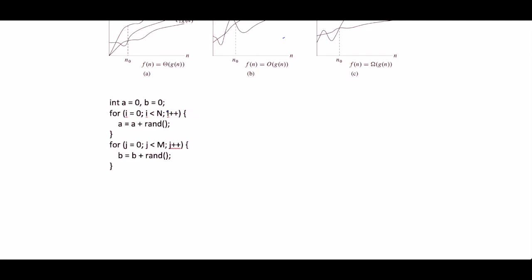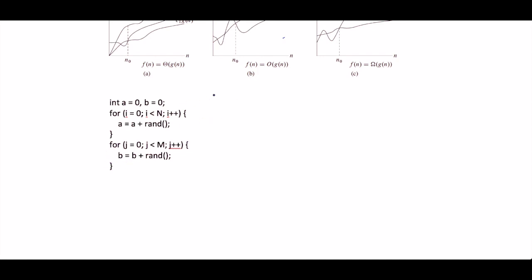Let's see this problem. Before I actually solve the problem, I recommend you guys pause the video and try to solve it by yourself. Yeah, so we'll go to the solution now. Let's see what they are doing here. They have initialized a and b, then looped n times, adding some random number to a, and similarly looped m times, adding some random number to b.